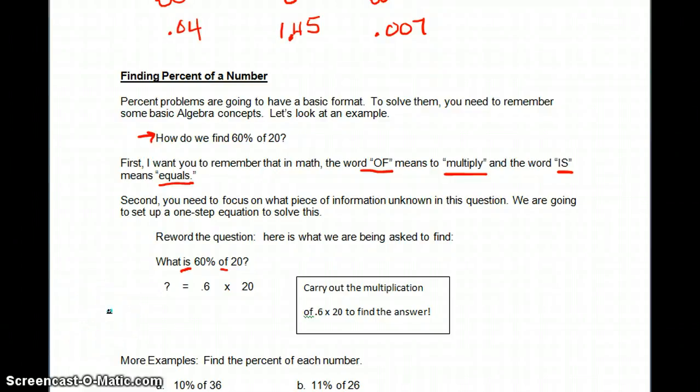So go ahead and do that. When you do 0.6 times 20, you should have ended up with 12. So 12 is 60% of 20.